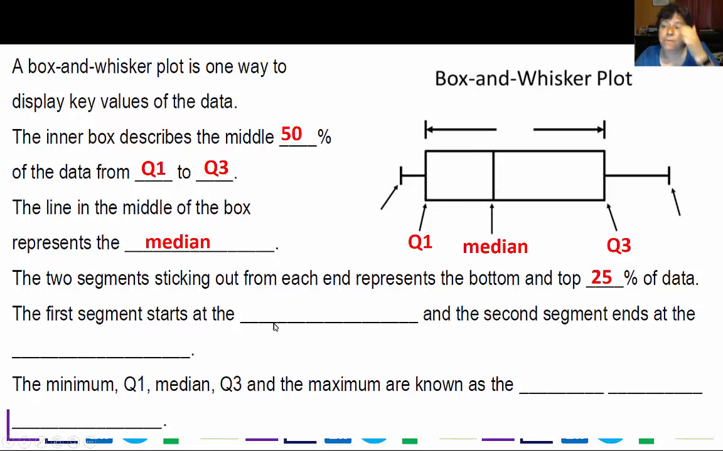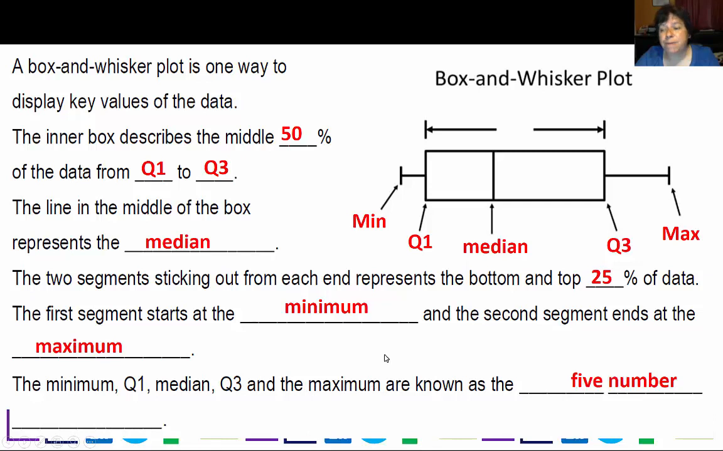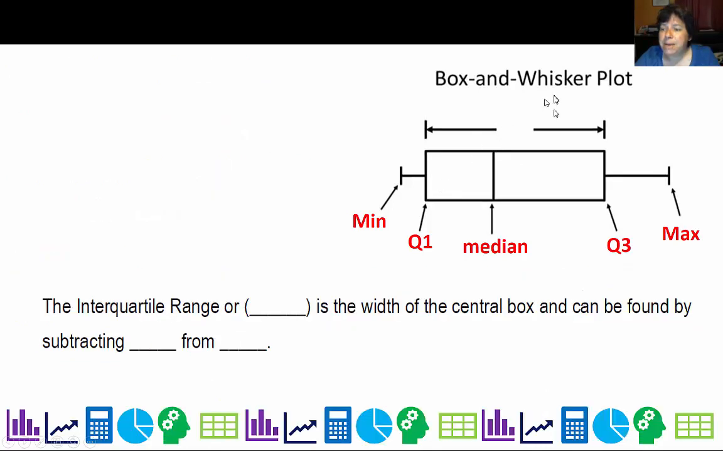The 2 segments sticking out from each end represent the bottom and top 25% of data. The first segment starts at the minimum, and the second segment ends at the maximum right there. The minimum, Q1, median, Q3, and the maximum are known as a 5-number summary. Now, I haven't described this piece yet, and that piece is called the interquartile range, or IQR, and it's the width of this central box.